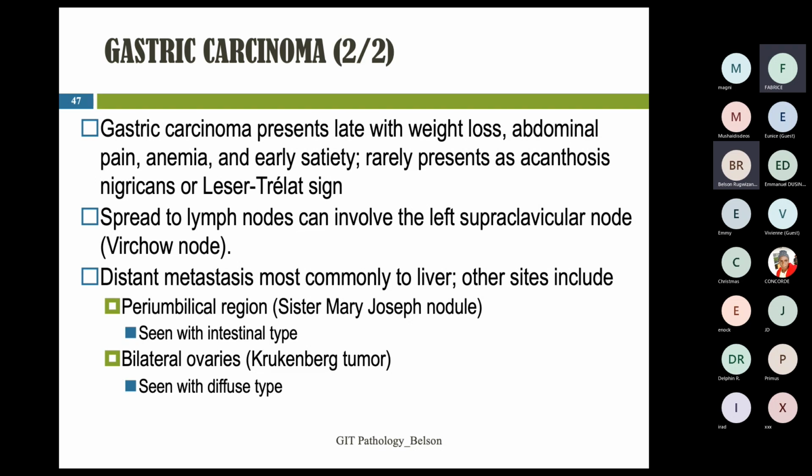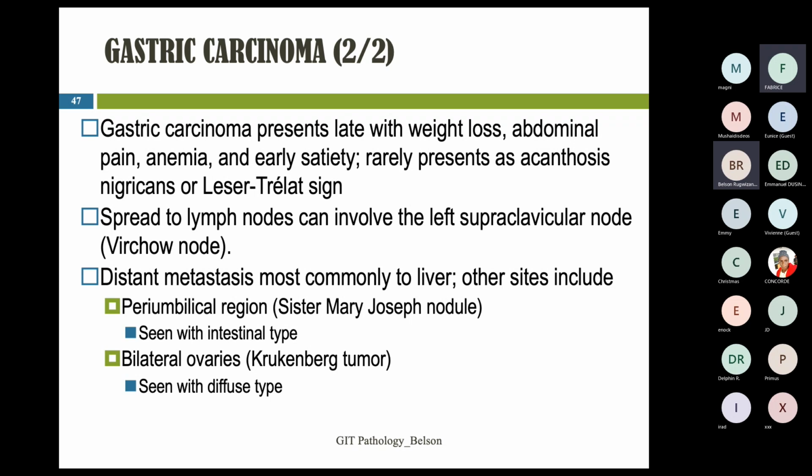So ntabwo rero bivuga ko Sister Mary Joseph nodule buri gihe ituruka ku gifu, ahubwo any intra-abdominal mass can metastasize to the umbilicus. Ibyo biterwa na ya vitelline sac navugaga mbere na ya connection iyivaho ijya kuri most of internal organs including stomach, intestines and so on. So ikindi kihari nicyo bita Krukenberg tumor. It is when the cancer of the stomach metastasizes to both ovaries. This will be called Krukenberg tumor.